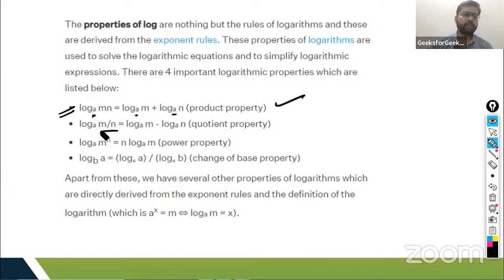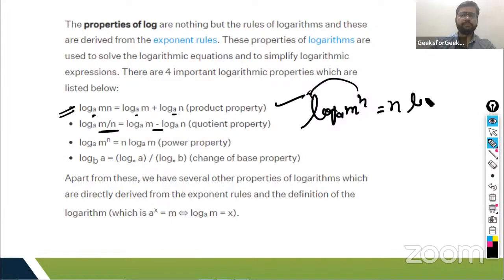If we have a numerator and denominator, then there will be a difference over here. Log a of m to the power n, then this n will come forward, n times log a m. This is called the power property, and this is called the change of base property: log b a equals log c a divided by log c b. That's it, right? So this is basically our logarithm theorem.